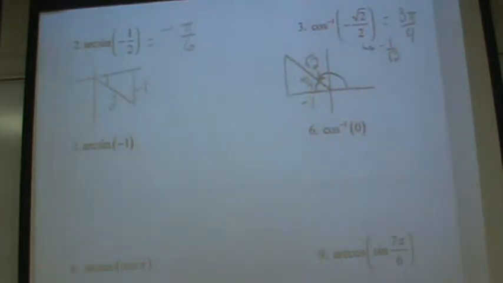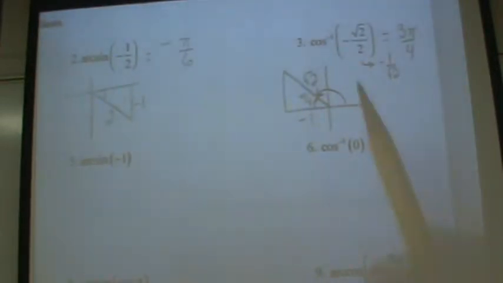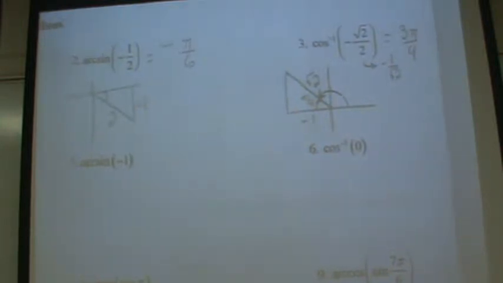Do not write pi over 4. You're looking for the bigger angle. So, how do you know that you're looking for the bigger angle instead of this one? For cosine, if you're in the second quadrant, you're looking for that bigger angle, because you're measuring 0 to pi. So all your angles for cosine are going to be between 0 and pi.